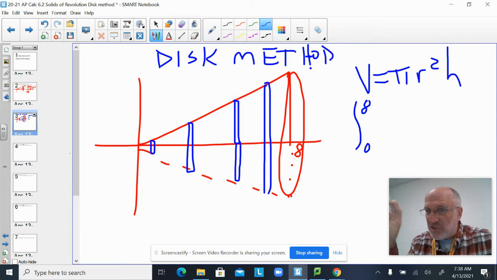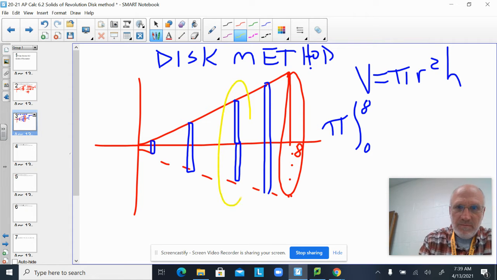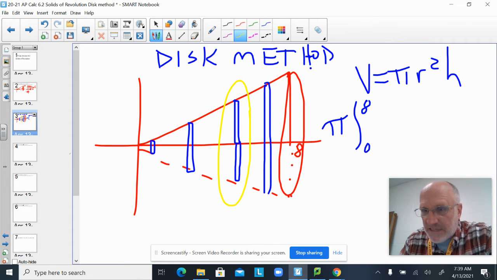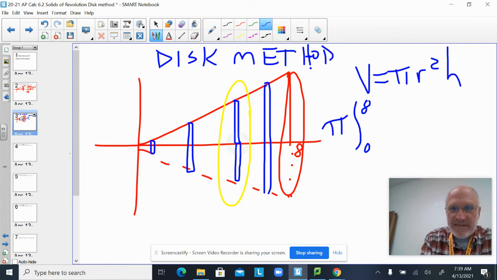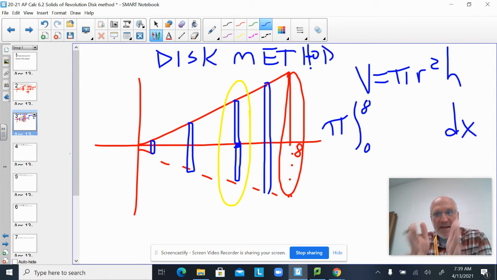Well, remember, pi is just a number. I'm immediately going to put the pi out here. That's just a constant. Now, h, again, I'm just looking at this one typical cross-sectional disk. The height of that disk is this distance, right there. It's the thickness of a disk, and that's just my dx. That's my change in x, which ideally is getting smaller and smaller as these disks get skinnier and skinnier. But the height of the disk is just dx.